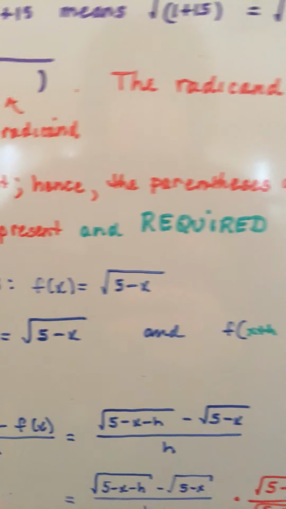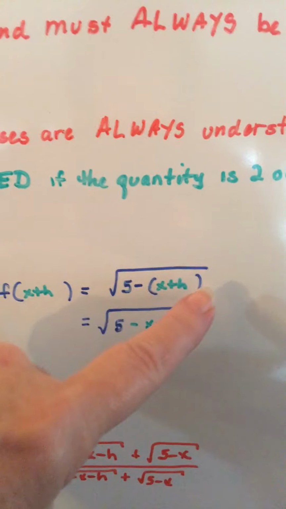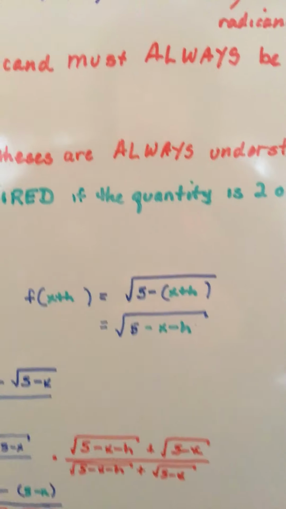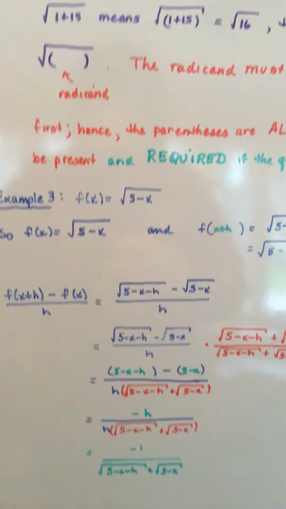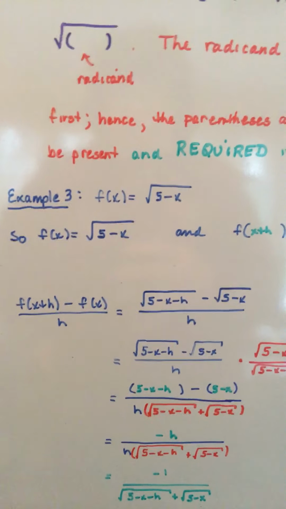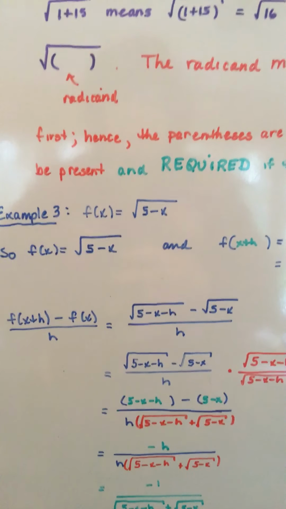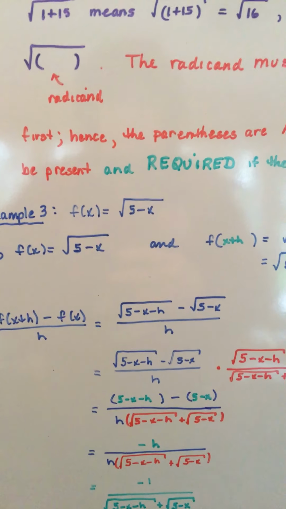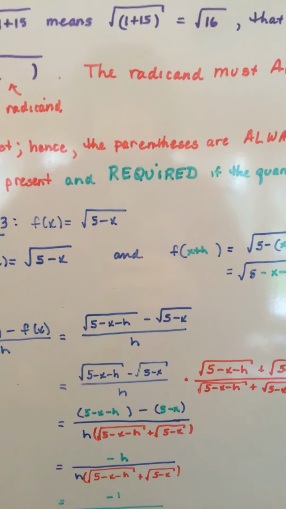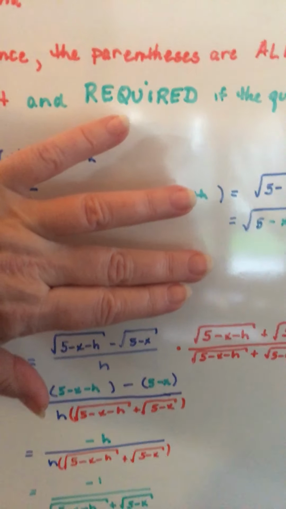What's going to happen? Well, the f of x plus h, I'm subtracting it. And remember, this is linear. Whatever the x gets, the h gets. And so they both have to have a negative sign. So I set up my difference quotient, and I have the square root, and in its radicand is 5 minus x minus h, minus another square root, whose radicand is 5 minus x, all over h. Now again, you all don't need to write that separately.